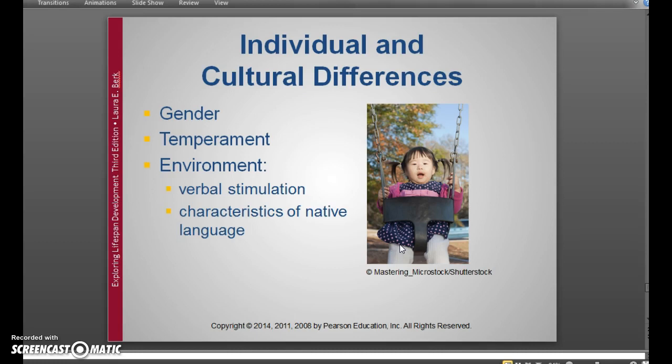So what are individual and cultural differences in language development? It can be dependent on gender, what their temperament is, and then again what their environment is. If they have a lot of verbal stimulation, if they have somebody who's talking with them, they will develop and utilize verbal language quicker than the child who lives in a quiet home or doesn't have somebody interacting with them verbally. Then they're going to be slower. And then, what are the characteristics of the native language?